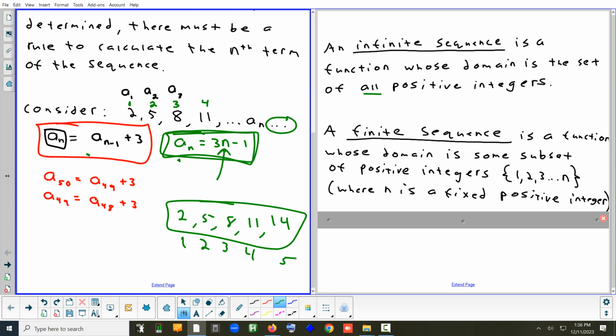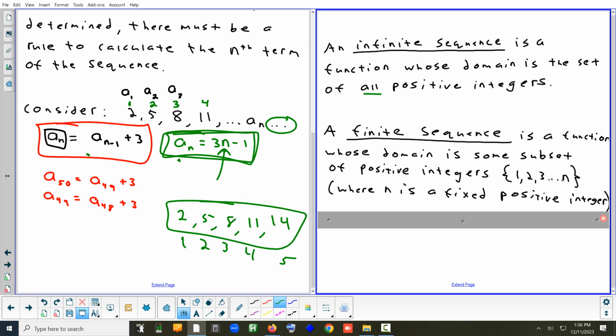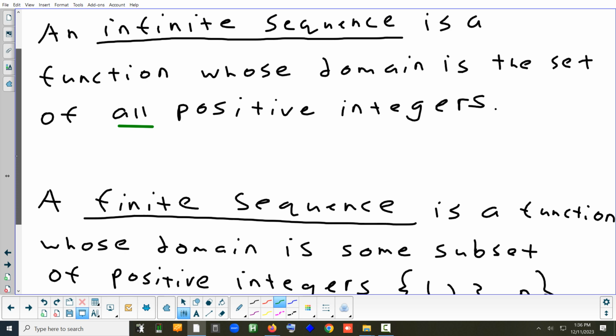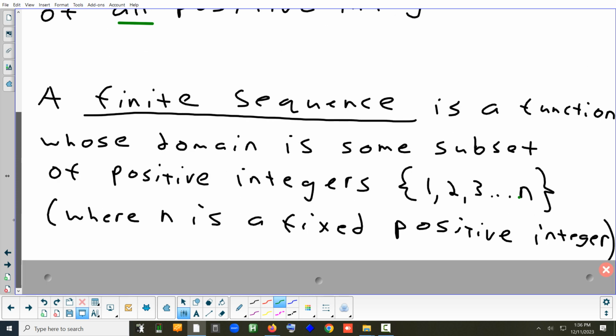Now, let's say n was 100 million. If you had 100 million terms in a sequence, is that infinite or is that finite? It's still finite. It's a lot, but it's still finite. It stops somewhere. Okay. So, any question on the difference between a sequence that goes on forever and a sequence that stops?